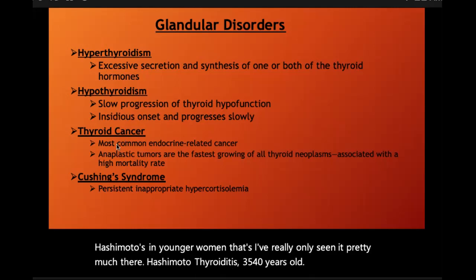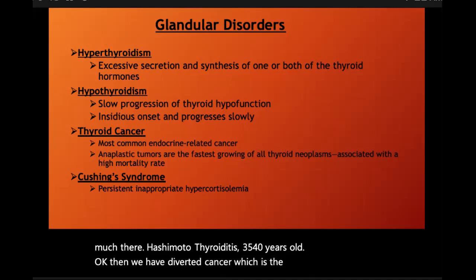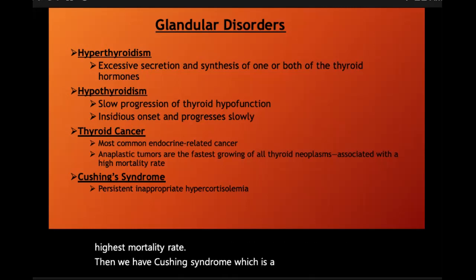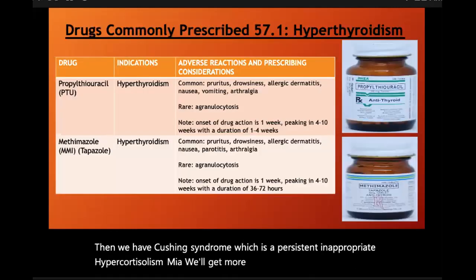Okay, then we have thyroid cancer, which is the most common endocrine-related cancer, and anaplastic tumors are the fastest growing of all types of thyroid neoplasms, and they are also associated with the highest mortality rate. Then we have Cushing's syndrome, which is a persistent, inappropriate hypercortisolemia. We'll get more into that.